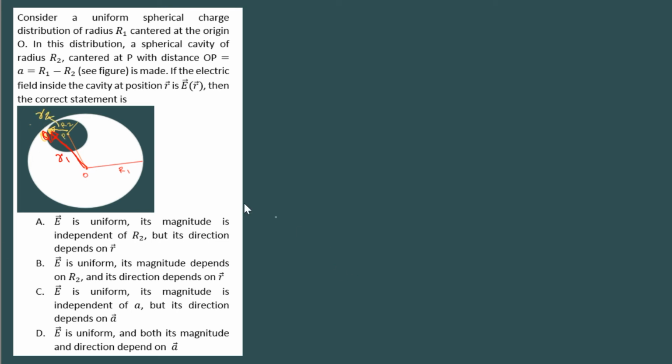So maybe what I will do is, it's very difficult to see there. So that is the original center O. I have the cavity center P. I have taken a point Q somewhere here. I'm joining point Q with the original center. I'm saying this vector is R1. And then join that Q with the center of the cavity. I'm saying that vector is R2.